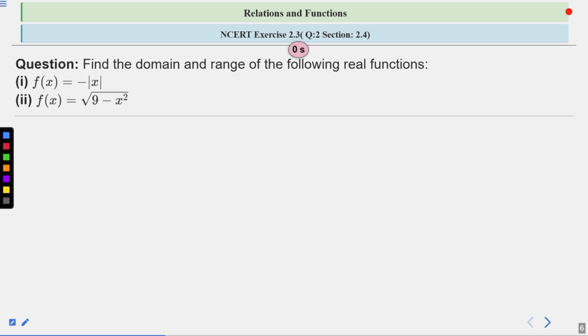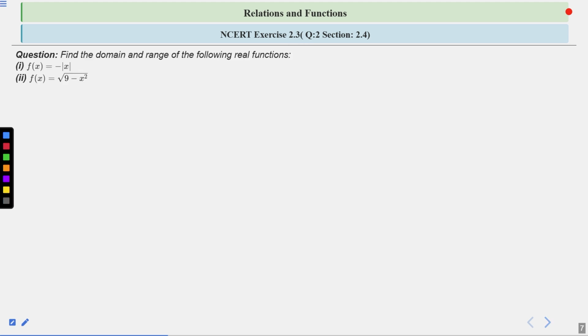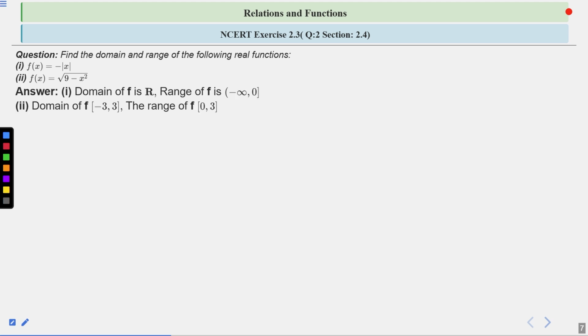The time is up. So quite simple. For the first, domain is going to be all real numbers, but the range is going to be what? Non-positive real numbers. Clear? And for the second, domain is the closed interval minus 3 to 3 and range is the closed interval 0 to 3. How?